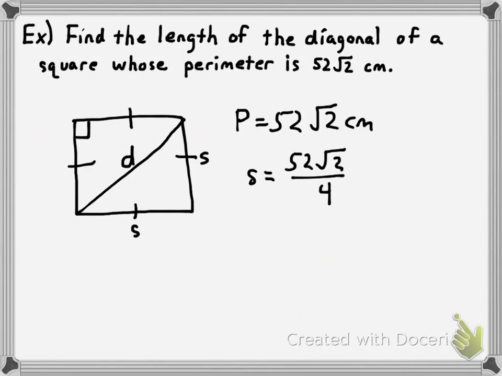Now with division with radicals, you don't ever divide what I call inside numbers, radicands is really what they're called, by outside numbers. Okay, that's not underneath the radical. But you do divide outside numbers by outside numbers. 52 divided by 4 is 13. So you get 13 square root of 2 is the length of each side. Now let me put that in there.